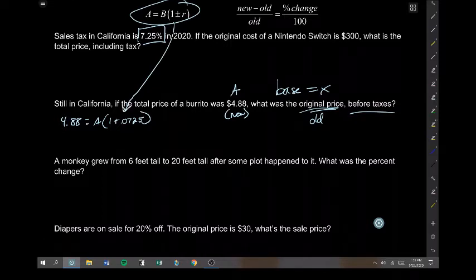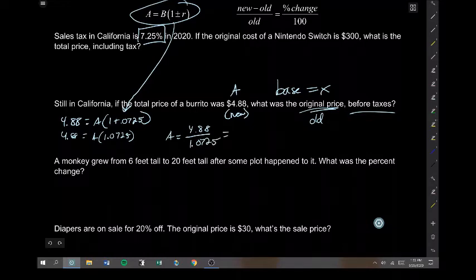And again, the process to solve this is pretty simple. I'm just going to write 4.88 equals A, or you can use X if you want, equals this. And I divide both sides by 1.0725. So A equals 4.88 divided by 1.0725, which is 4.55. The burrito initially cost $4.55.